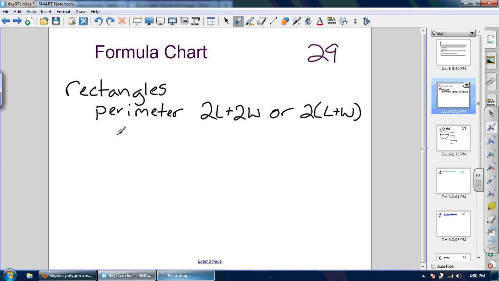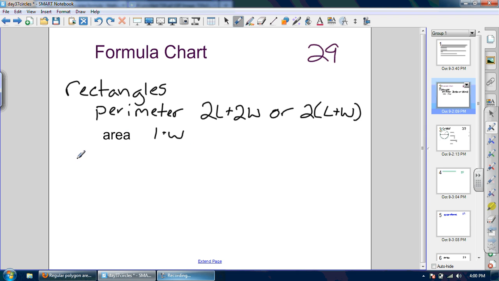Alright, in addition to perimeter, we also had area. We said that the formula for area of a rectangle, nice and easy, is just length times the width. Alright, that was rectangles.